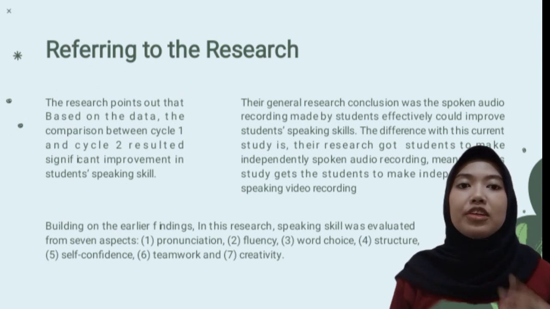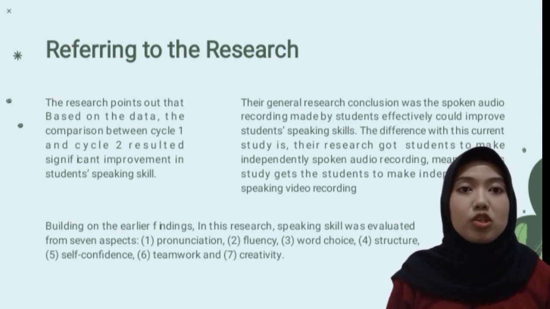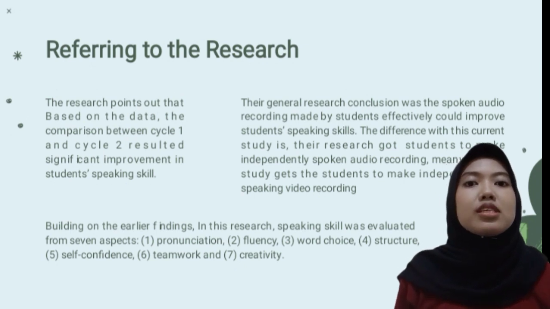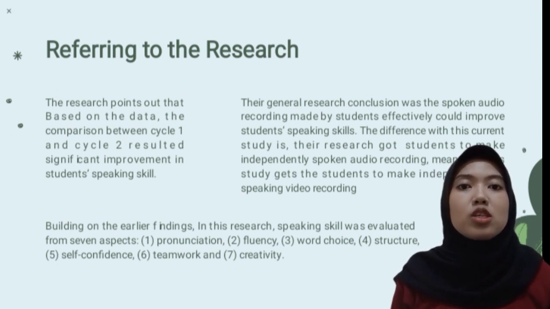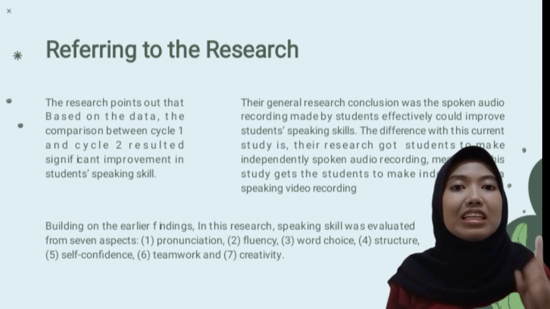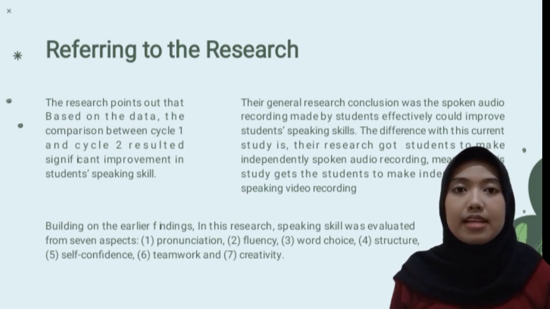And then the data results also show that the structure was accurate with little error. In addition, their self-confidence in speaking performance was also more natural with little pause, and even for some was full of self-confidence.